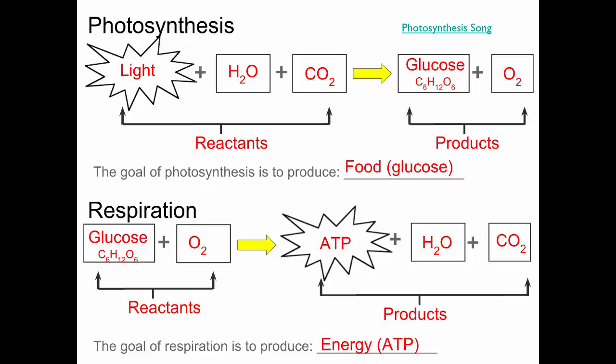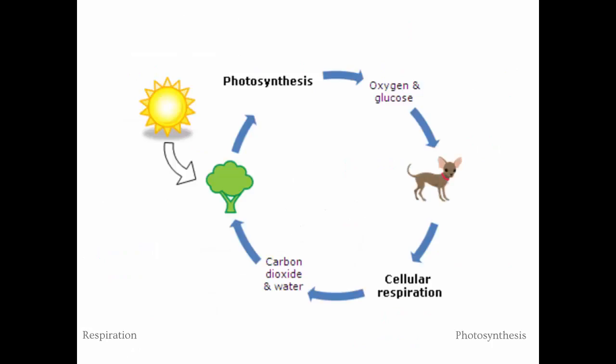And so, obviously, photosynthesis and respiration are closely tied together. The products of photosynthesis are the reactants of respiration, and the products of respiration are the reactants of photosynthesis. And so we have this cycle. It's part of what we call the carbon-oxygen cycle.